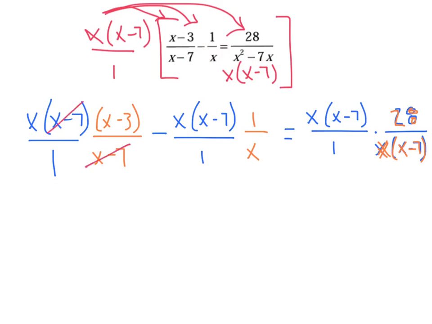So the fun part begins, and we cancel the x minus 7s, and as I do that, I'm going to distribute the x into the x minus 3: x squared minus 3x. Notice we have cleared out that denominator.